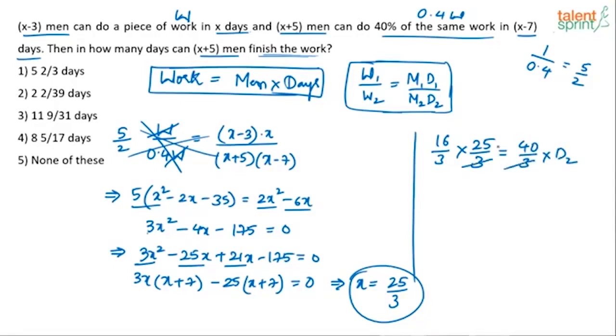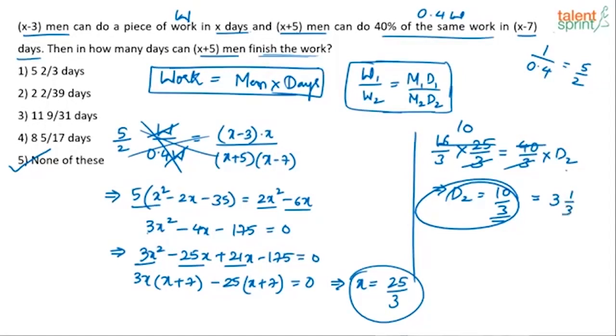Simplify this, 3 and 3 get cancelled. We have 16 into 25, which is 400. 400 goes how many times in 40? 10 times. So I think the final answer is going to be d2 equals 10 by 3. Done. And you don't have to write this, d2 equals 10 by 3, you know, right? It's a waste of time. 10 by 3 is the fifth option, none of these. Maybe you can take it as 3 1 by 3. So the answer to this question is option 5, none of these.